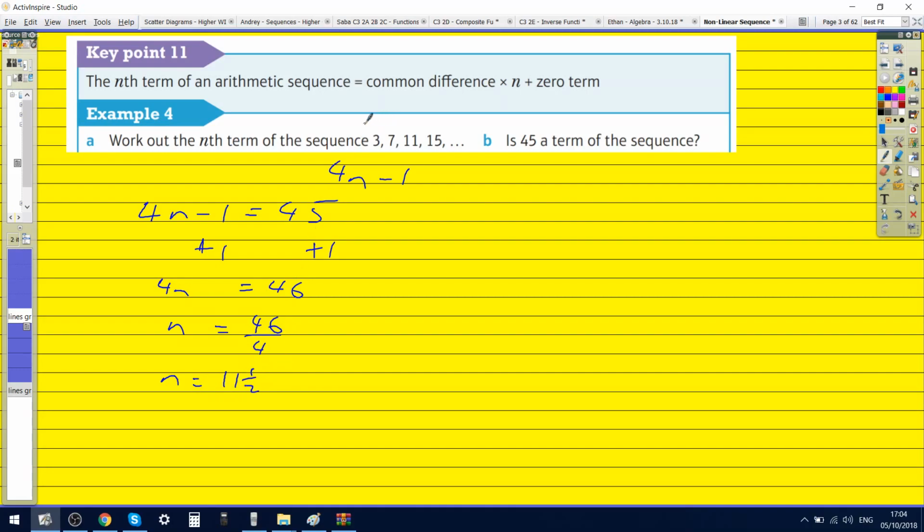And so you can see here, term 1 is 3, term 2 is 7. There's no term 1.5, because it would be 5, but 5 isn't in the sequence. And so that's how you check if a term is in the sequence. Any questions about that? No. Okay.